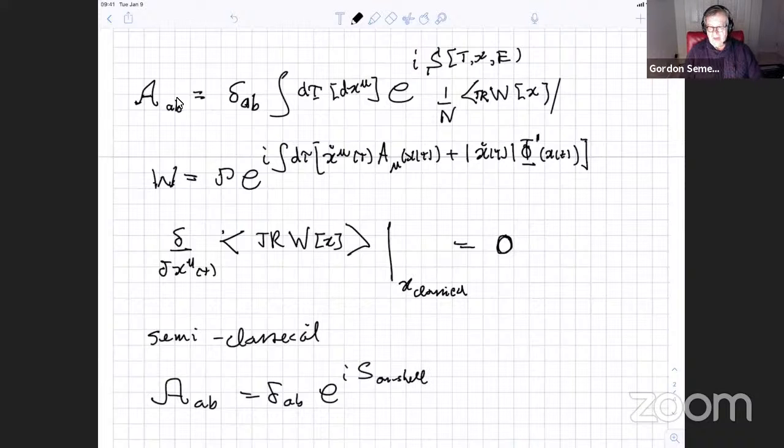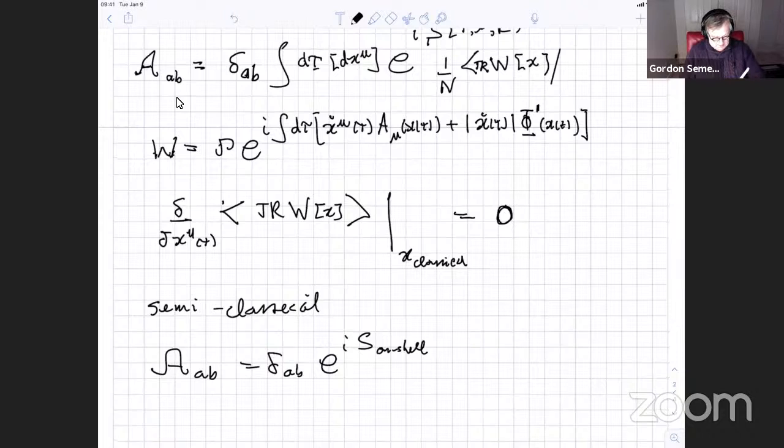The action evaluated on the path on the classical solution, times this open Wilson line traced, also evaluated on the classical solution. So this will take as the semi-classical limit of this problem.